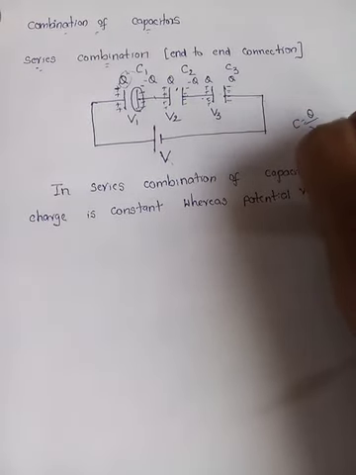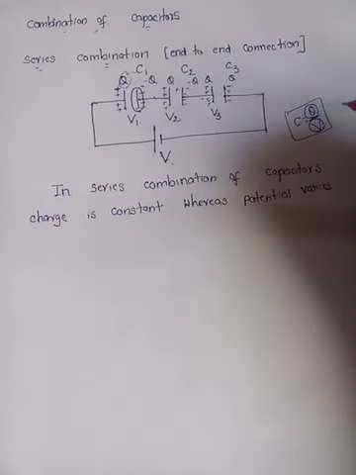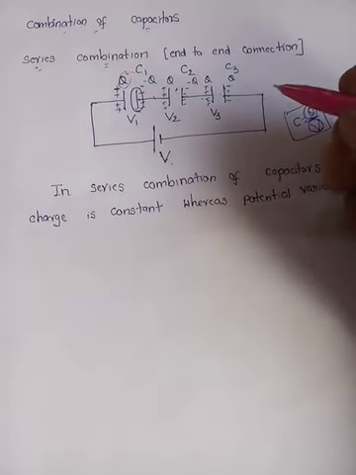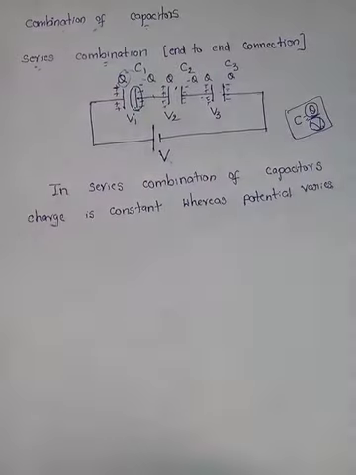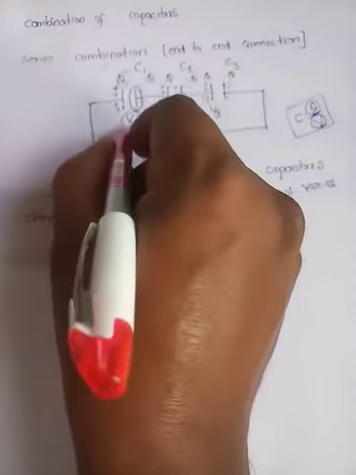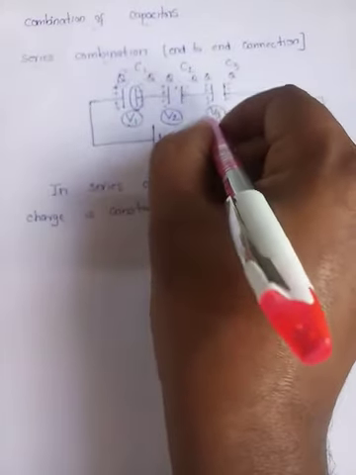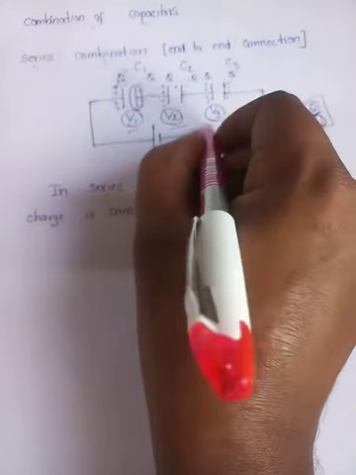Yes. Now, what is the general formula for capacitance? C is equal to Q by V. Here Q is constant. What is changing? V. So we always calculate the one which is varying, not the constant value. So the variables across C1, C2, C3 are V1, V2, V3.